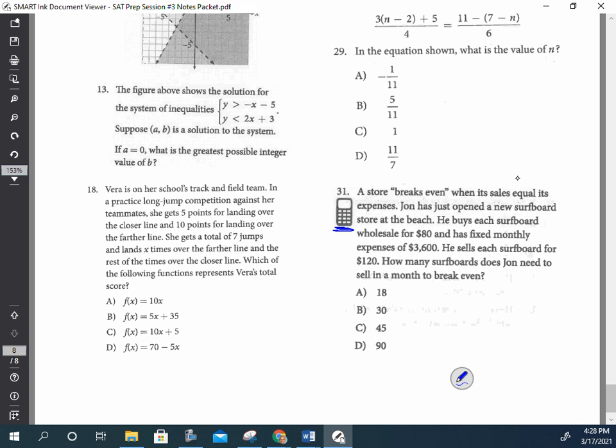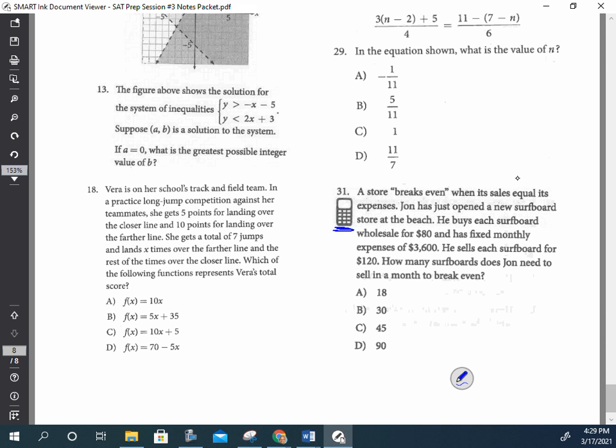So a store breaks even when its sales equals its expenses. John has just opened a new surfboard store at the beach. He buys each surfboard wholesale for $80 and has fixed monthly expenses of $3,600. He sells each surfboard for $120. How many surfboards does John need to sell in a month to break even?